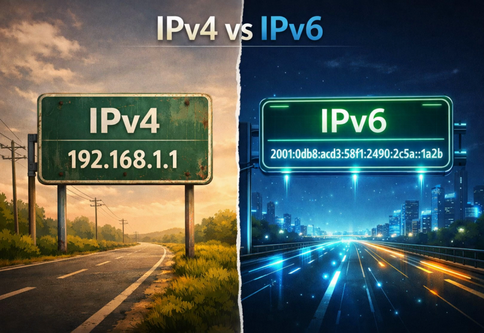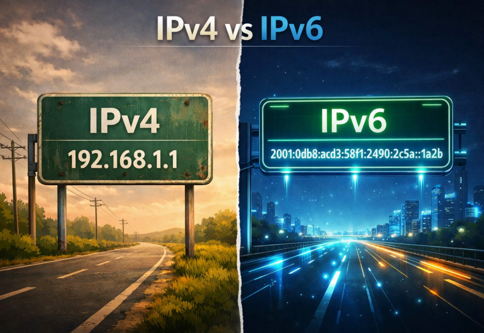You might be wondering, what happened to versions 1, 2, 3, and 5? Versions 1, 2, and 3 were early experimental versions that never went public. Version 5 was an experimental streaming protocol that was never officially released as a standard. So version 4 became the standard the world used, and version 6 is the modern replacement we are gradually moving to today.